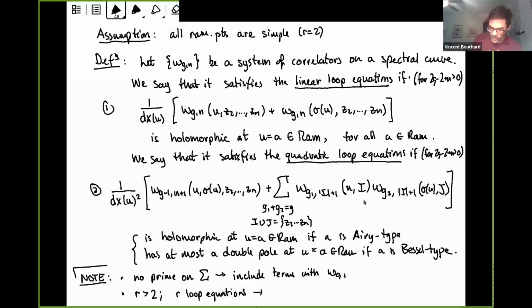And one thing to note as well is that the pole condition, the constraint which forms the loop equation, depends on the local behavior. So it depends on this parameter S that I introduced. This is why for the quadratic, we had to distinguish between Airy type and Bessel type. So in general, you can write down the general formula for the loop equations. This is written in many papers. And it's the statement that these combinations have a pole of order at most, blah, blah, which depends on R and S.